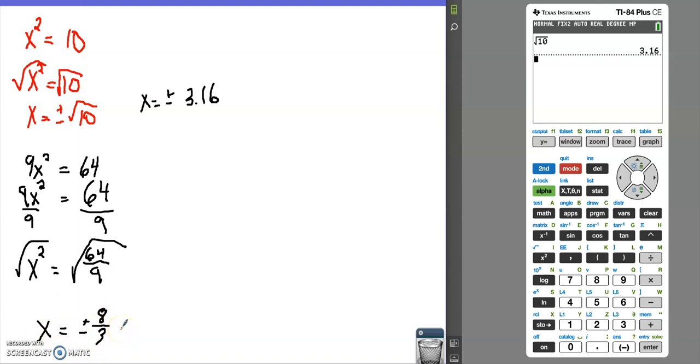But again, if I need you to do decimal places, then you would just plug that into your calculator. 8 divided by 3. And again, it's rounded. Don't forget the plus or minus. That's something some students, year after year, forget to do, the plus minus. Remember, there are 2 answers on this.